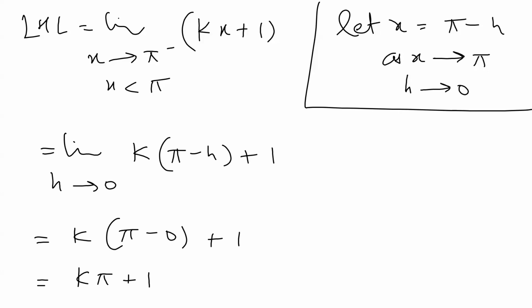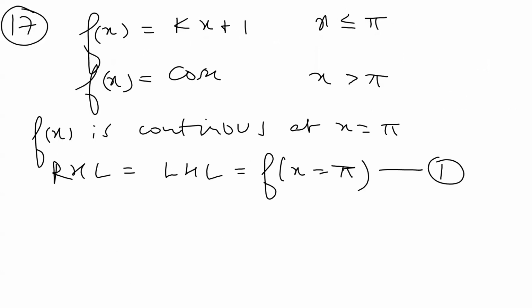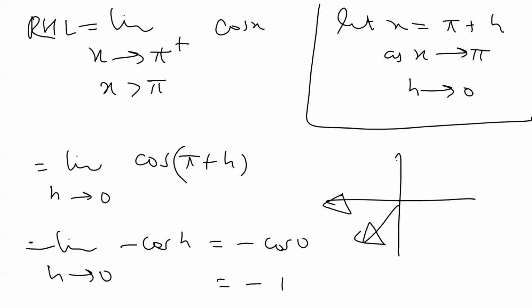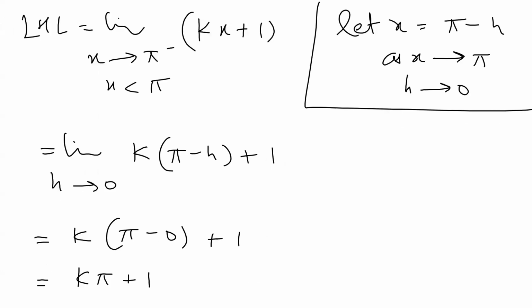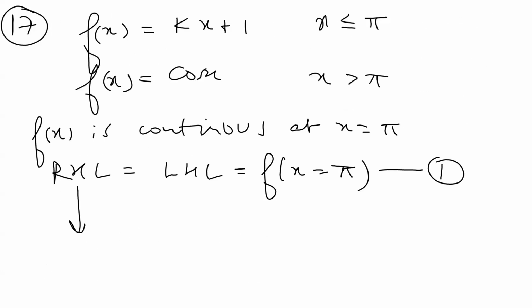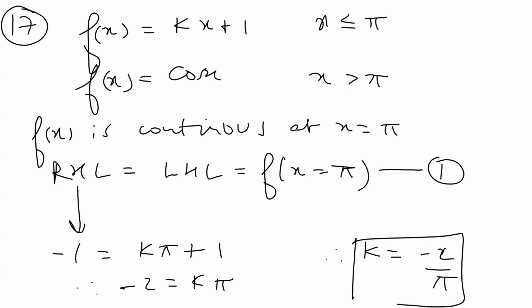So this is the value of LHL. Now from 1, LHL is equal to RHL. RHL is nothing but minus 1, and LHL is k pi plus 1. So minus 1 is equal to k pi plus 1. Therefore, minus 2 is equal to k pi, and hence k is equal to minus 2 upon pi. So that is the solution for question number 17.